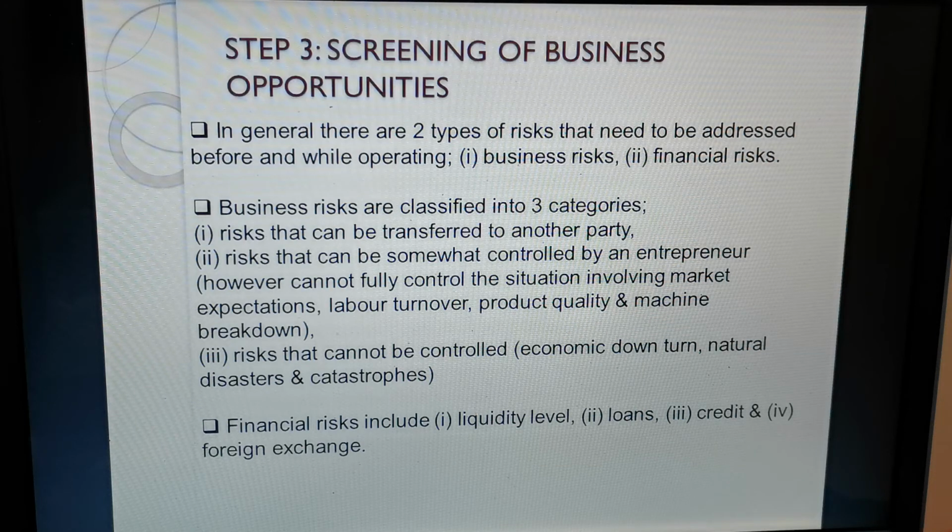In general, there are two types of risks: number one is business risk, and number two is financial risk. Business risk can be classified into three categories. Number one is risk that can be transferred to another party. Number two is risk that can somewhat be controlled by the entrepreneur. However, you cannot fully control situations involving market expansion, labor turnover, product quality, and machine breakdown, so somehow it can still be under control. Number three is risk that cannot be controlled, like economic downturn. These are external factors. Now we have COVID-19 also, and natural disasters and so on. These are risks that cannot be controlled.